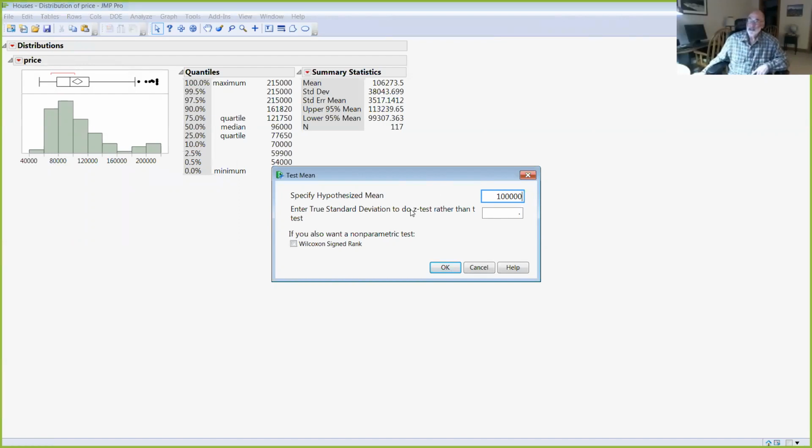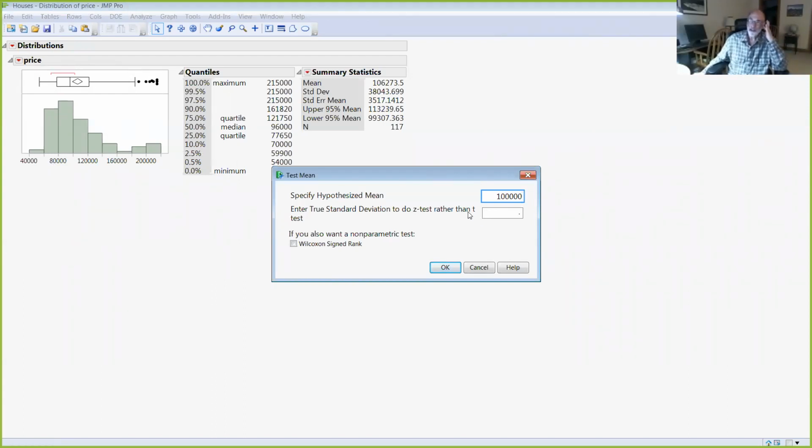If you knew the standard deviation, you would put it in here, and we would be using a standard normal distribution to conduct this test. Since we don't know the true standard deviation of the population, otherwise we wouldn't even be doing a hypothesis test, we would just know what the true mean is. You're never going to know what to put in here. If you don't put anything in here, we use a t-test instead.